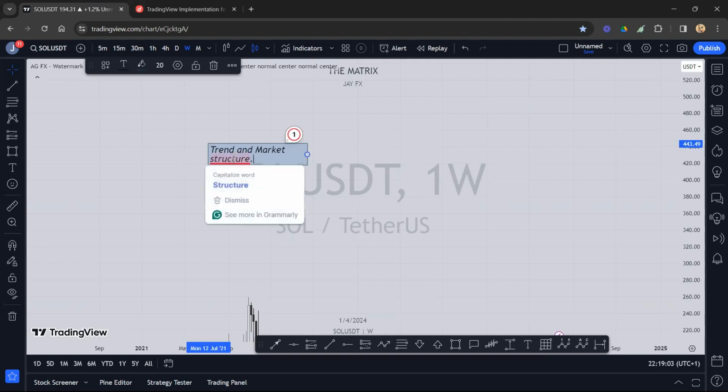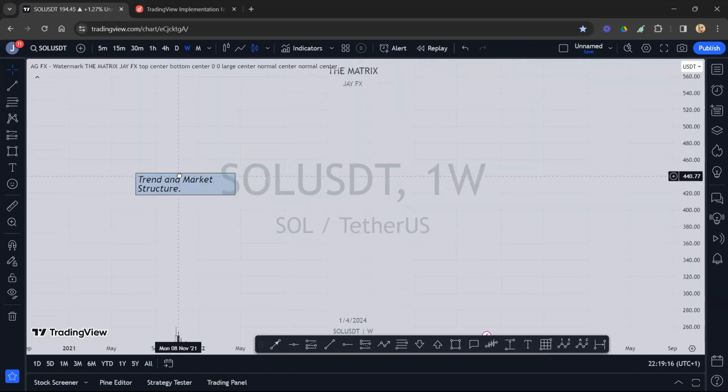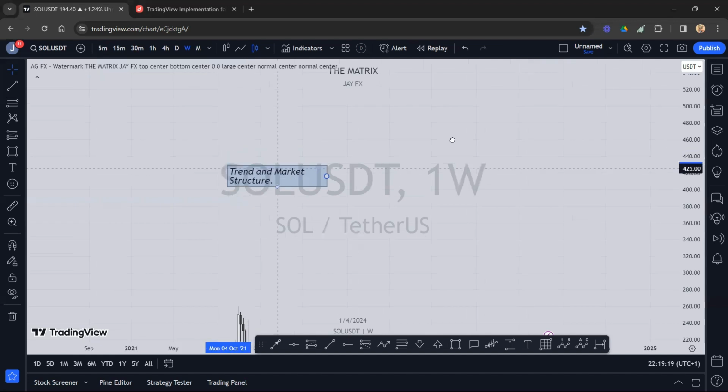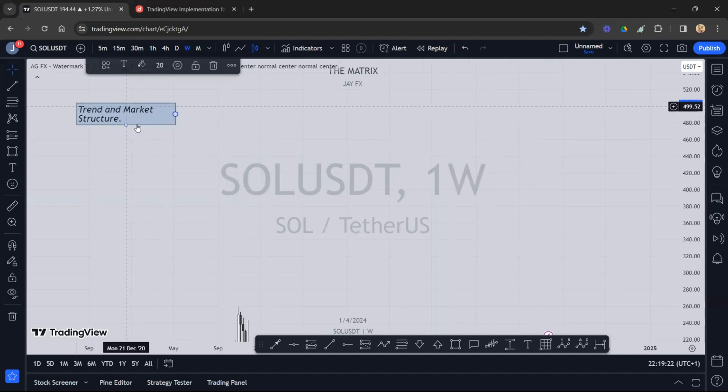All right. So trend and market structure. We have two main types of trend basically. We have the uptrend and we have the downtrend. So let me put this here. Two types of trend. We have the uptrend and the downtrend. All right. So basically, these are the two main types of market trend.